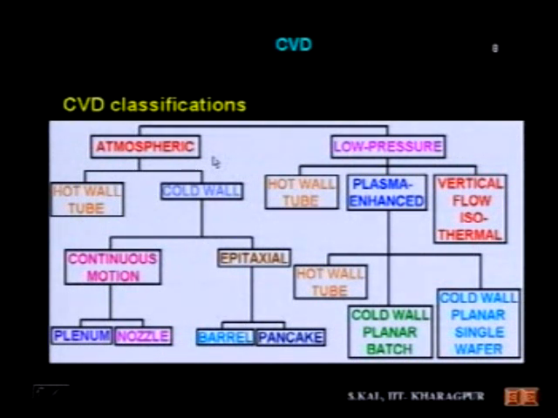Here the CVD classifications are shown with branchings. One is atmospheric pressure CVD, another is low pressure CVD. In APCVD, there are two reactor configurations, one is hot wall tube, another is cold wall. Then there is continuous motion and epitaxial growth. In continuous motion, you will get a polycrystal film, and in epitaxial growth, you will get a single crystal film. In epitaxial growth, there are two reactor configurations, barrel and pancake. Similarly, in continuous motion, there are plenum type and nozzle type reactors in cold wall APCVD.